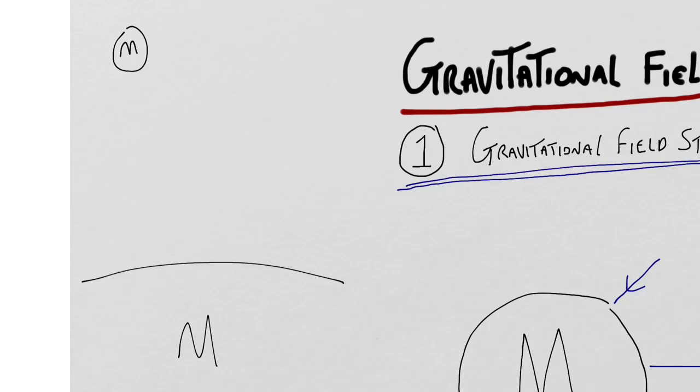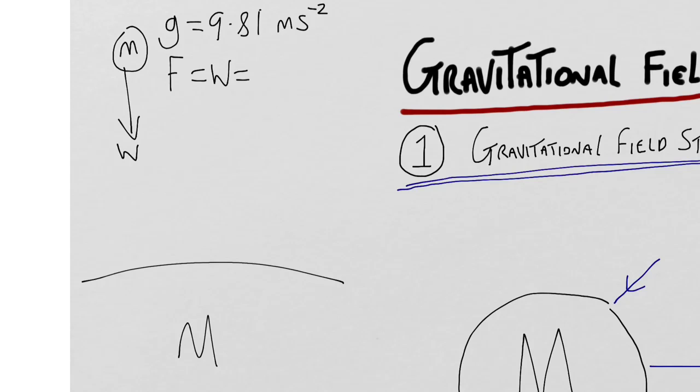The acceleration we call acceleration due to gravity, and we call that g, and on the surface of the Earth that's 9.81 meters per second squared, because it's acceleration. We also know from GCSE that the force experienced downwards is what we would call weight, and that force, or weight, is equal to mg. That's the mass times the acceleration due to gravity.